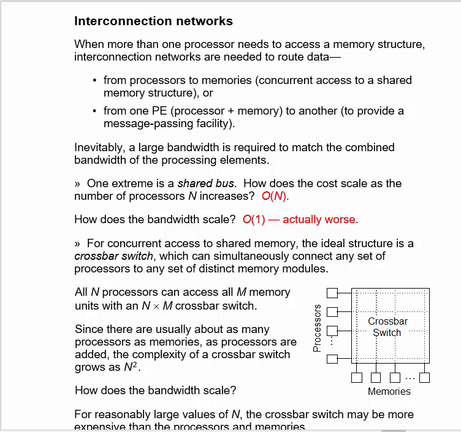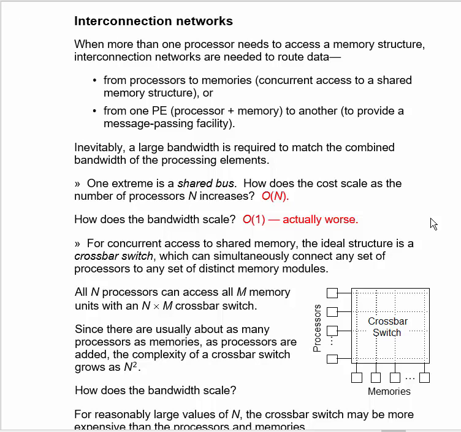Now, at the other extreme, for accesses to shared memory, the first kind of access is processors to memory that we talked about, the ideal structure is a crossbar switch, which has a connection directly from any processor to any memory. So you can see, for example, this processor accesses this memory by going over there and then transferring on down there, going to that memory. And ditto for any other processor memory interconnection. This allows all n processors to access all m memory units with an n by m crossbar switch.